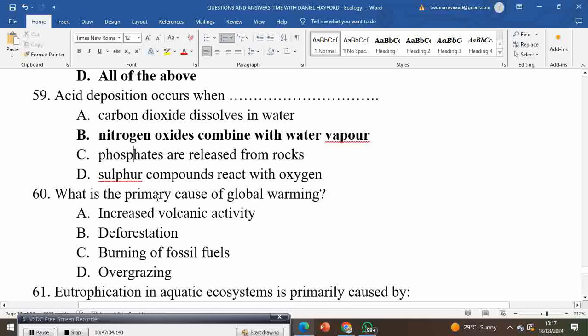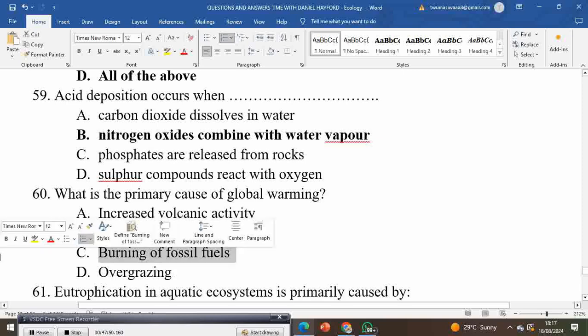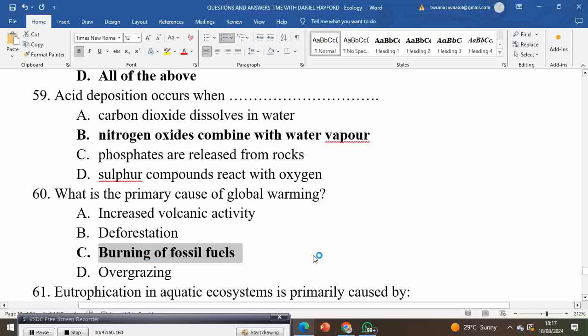Now, what about question number 60? What is the primary cause of global warming? A. Increased volcanic activity. B. Deforestation. C. Burning of fossil fuels. And then D. Overgrazing. So question 60, what should be your best shot? Burning of fossil fuels.